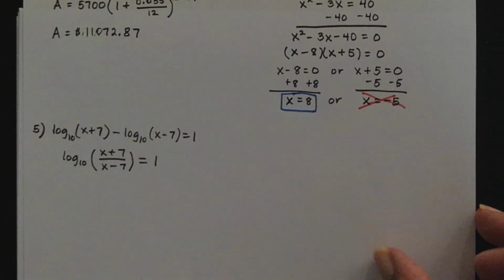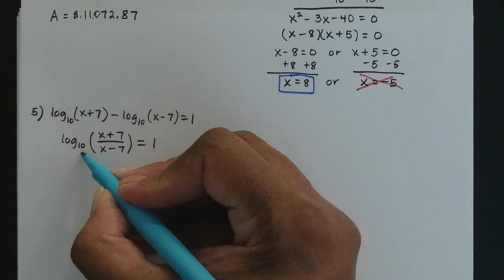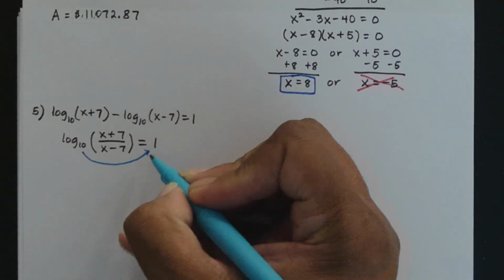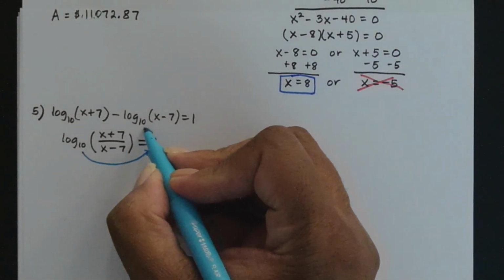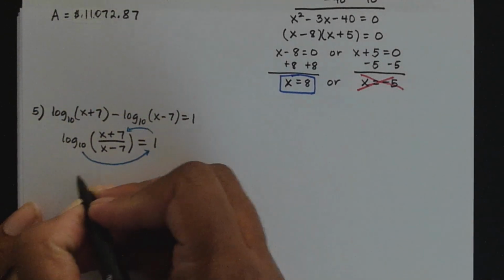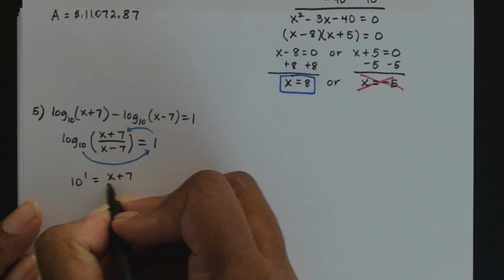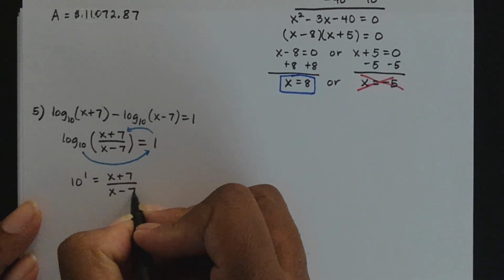And then the next thing we're going to do here is write this in its equivalent exponential form. So if I write that in its equivalent exponential form, it's going to be this. My base here is the 10. This exponent, that 1 will be your exponent, and that's going to be equal to this expression right here. So in its equivalent exponential form, it will be 10 to the first power equaling x plus 7 divided by x minus 7.